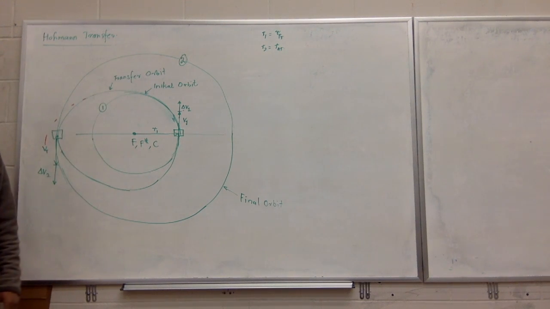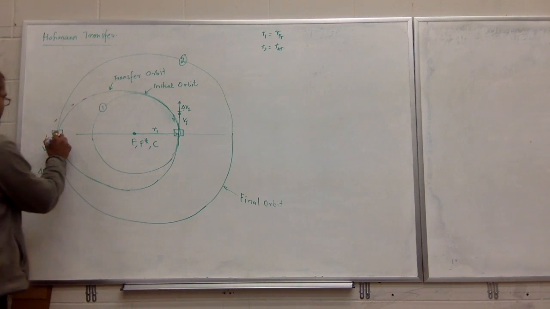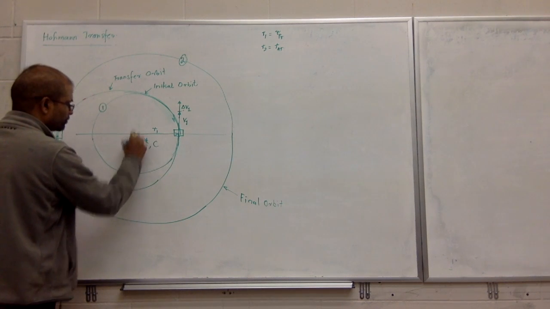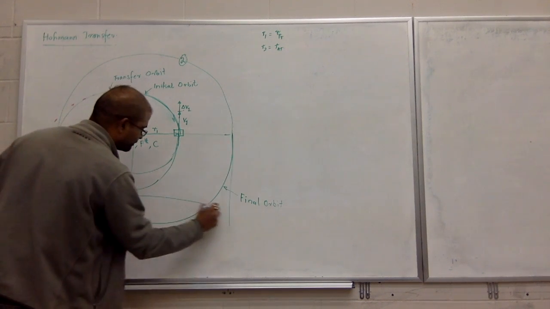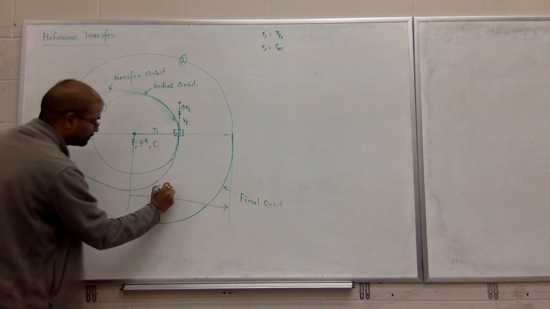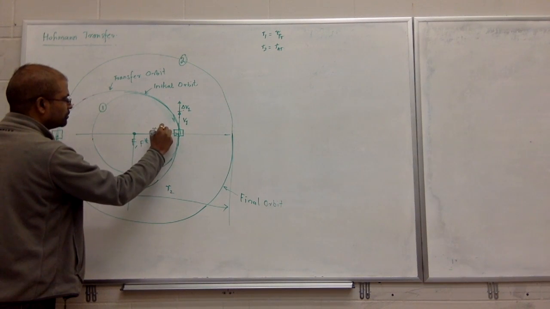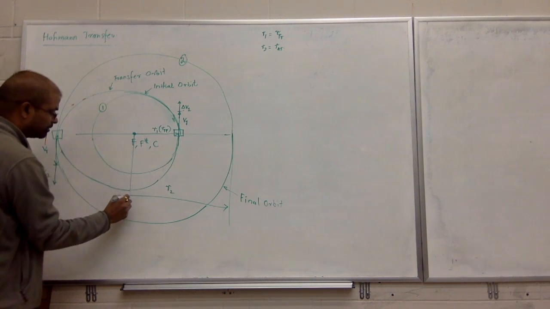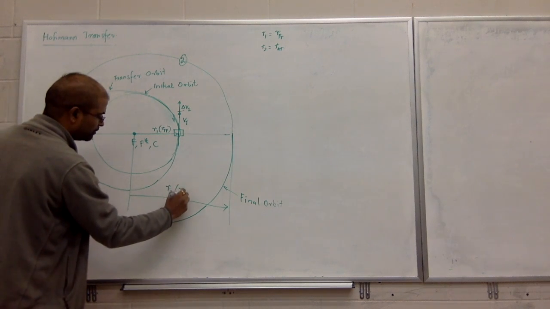And where is R2? I'll discuss that. So R2 is this, right? You can say this is R1. This is R2. Does that make sense? This is the same as RP, and this is RA.